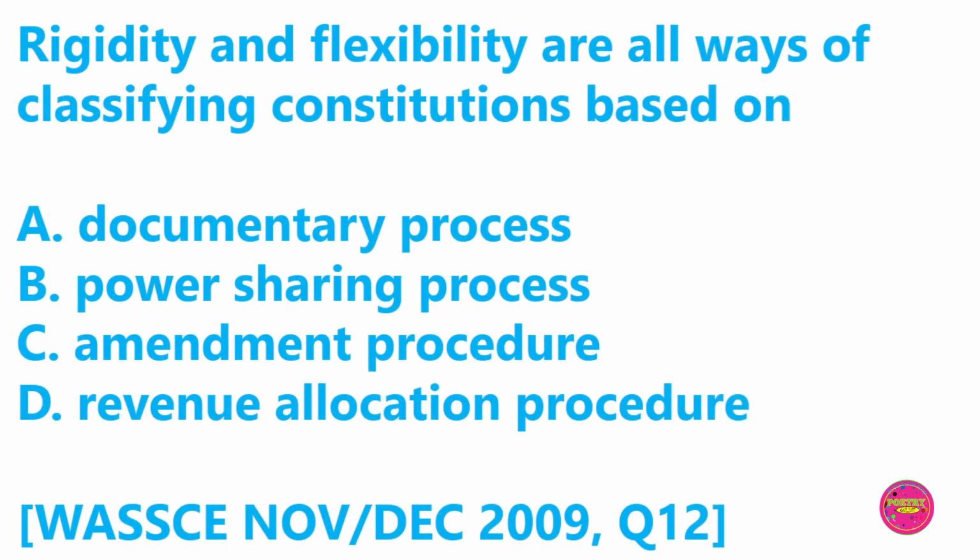Rigidity and flexibility are all ways of classifying constitutions based on A. Documentary process, B. Power sharing process, C. Amendment procedure, D. Revenue allocation procedure. The correct answer to this question is C. Amendment procedure.